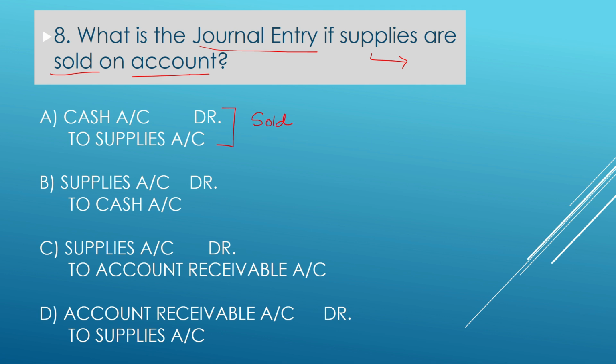sold on cash. This is the journal entry for that. The second entry is when the supplies are purchased on cash. The third entry is actually a wrong entry. The fourth one, accounts receivable to supplies: supplies are sold on credit. So what is this? Supplies sold on credit or sold on account is the same thing. So the correct answer is D. Supplies sold on credit or supplies sold on account.